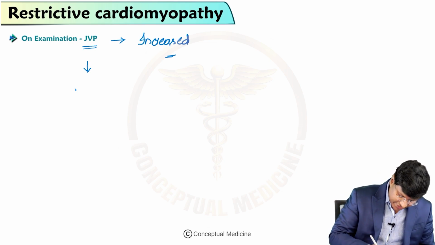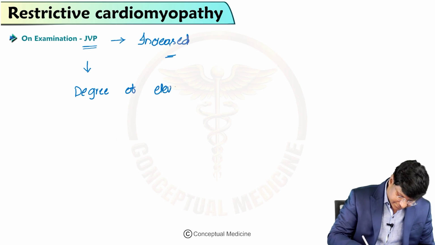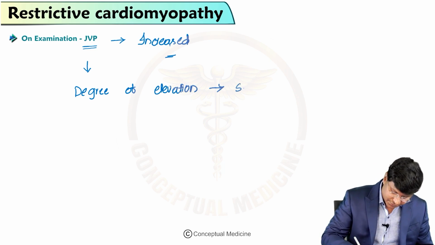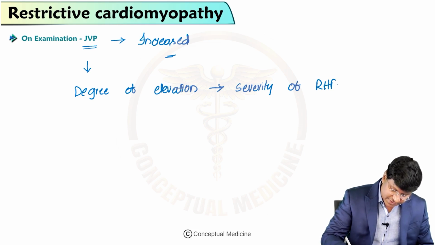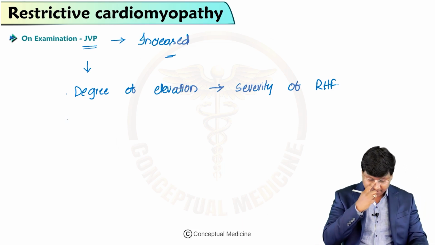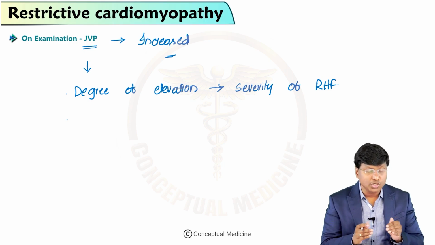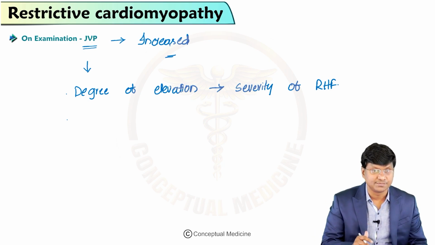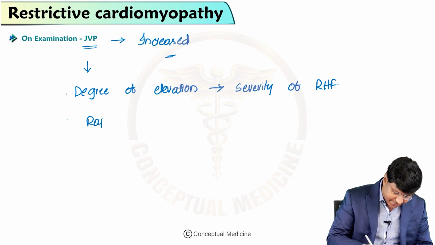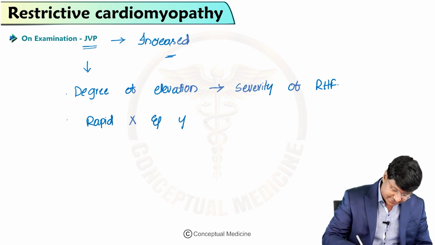So the degree of elevation is directly proportional to the severity of the right heart failure. And in these patients with restrictive cardiomyopathy, you also have abnormalities within the waves. The abnormality that you will observe is that there will be a rapid X as well as Y descent.